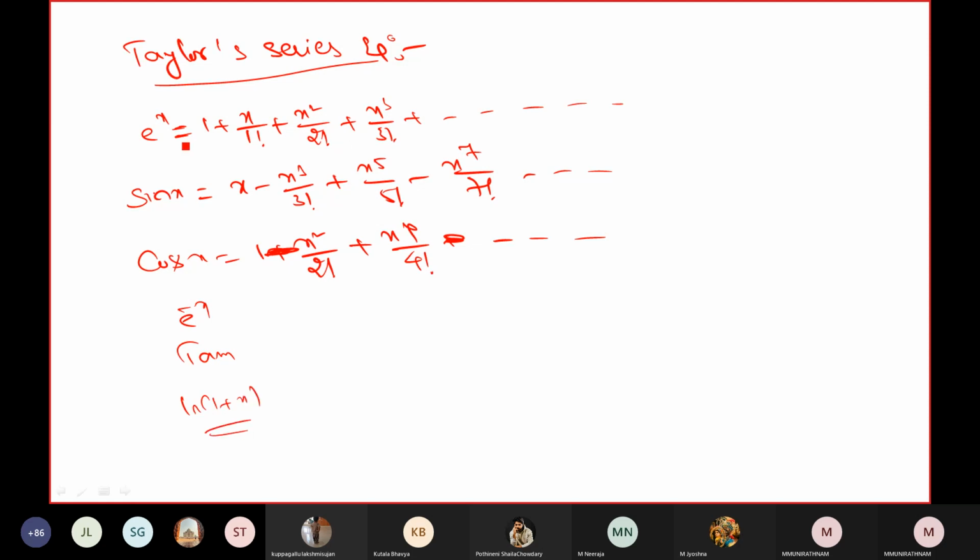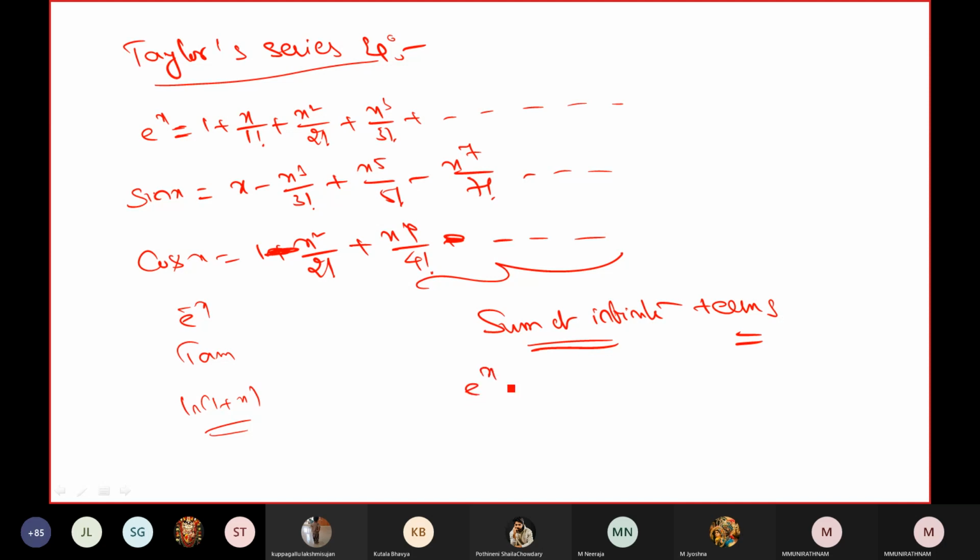How is it that a function becomes a sum of infinite terms? Any function, whatever it is, can be expressed as a sum of infinite terms. How it comes is what today's class is going to discuss. A function can be expressed as a sum of infinite terms, meaning the function is converted into series form.